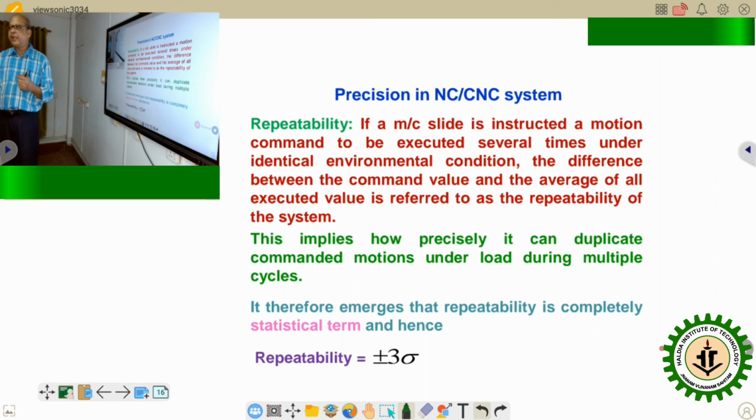So only mechanical error is the sole contributor to the inaccuracy. That is why the repeatability stems only from the statistical term, and in that case we consider it as plus minus 3 sigma. So we have started with the basic length unit, then resolution, accuracy and repeatability. Resolution, accuracy and repeatability all together capture the entire precision in a CNC machine.